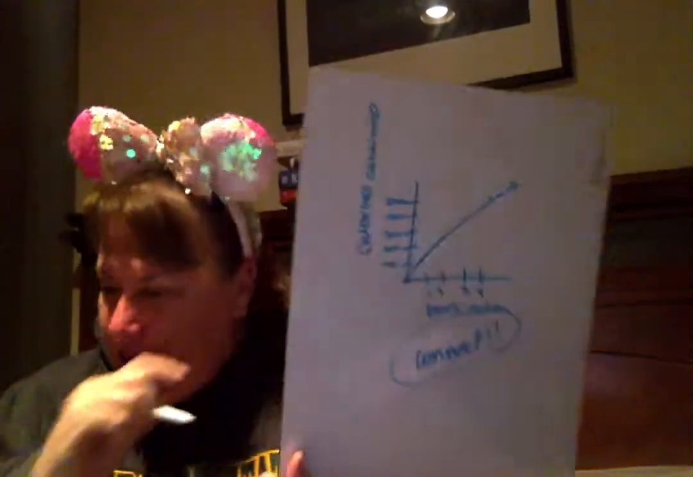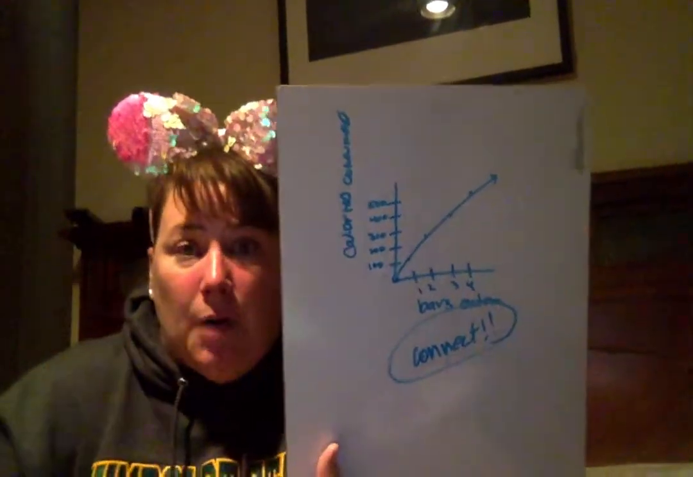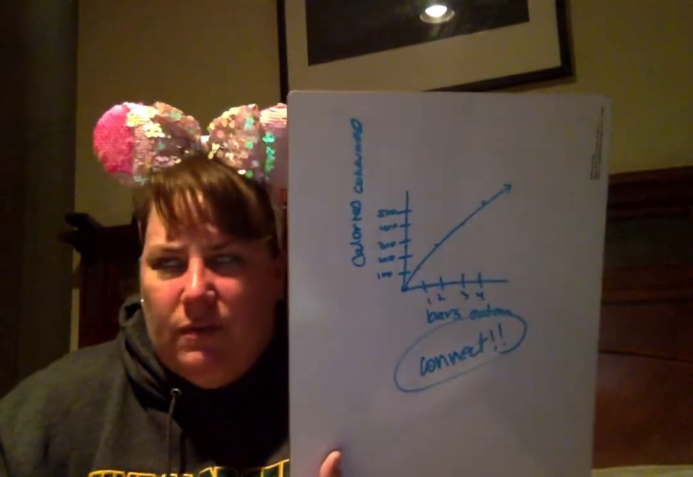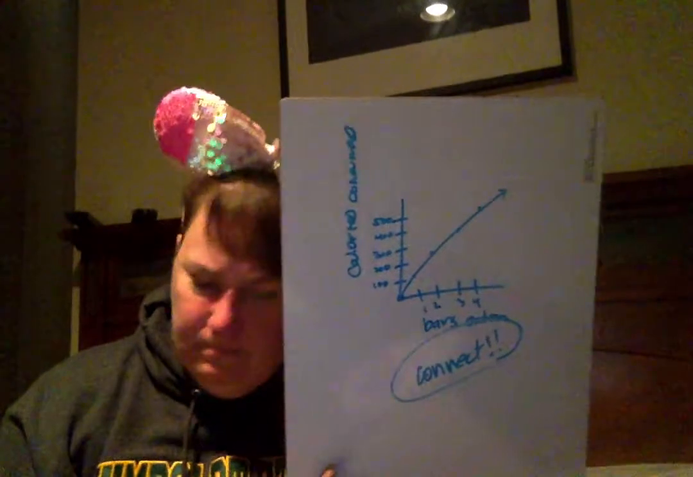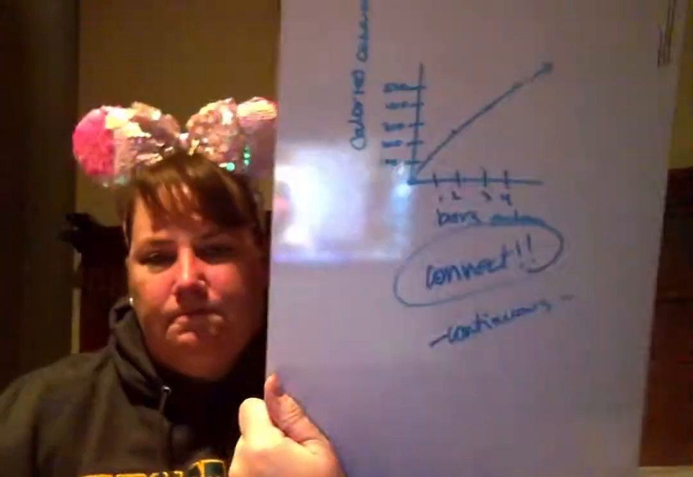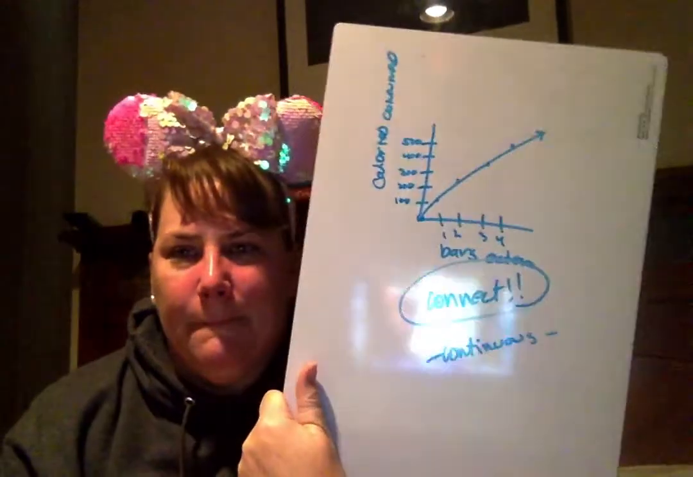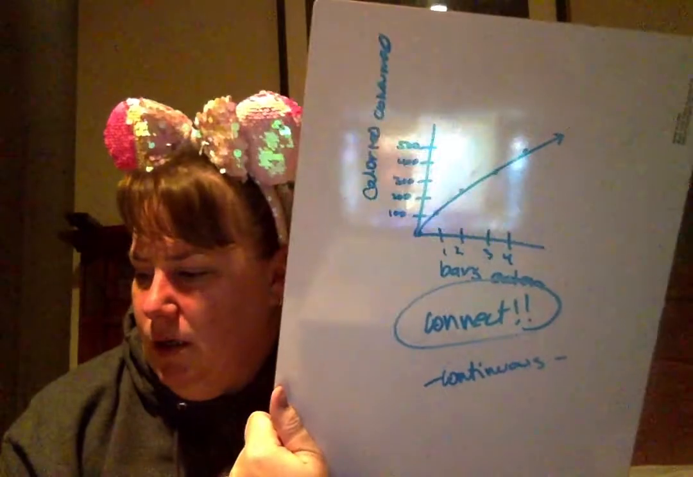And why do you want to connect? Because you can eat half a bar. That's really what you want to think about the whole time. And they're asking you if its domain is discrete or continuous. This is a continuous domain. There you go.